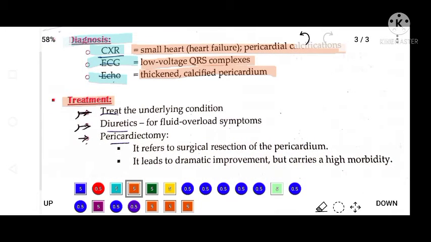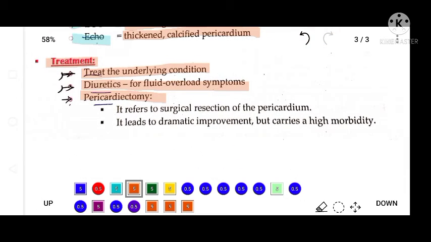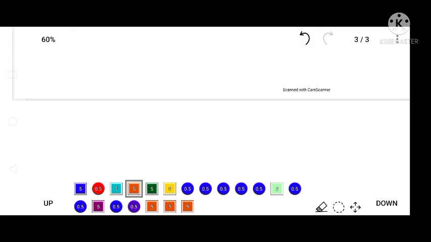So the treatment will be to treat the underlying cause, which we mentioned above. Diuretics should be given in order to remove the fluid out of the body. Pericardiectomy is also performed, which is surgical resection of the pericardium, and it leads to dramatic improvement but carries high morbidity. So in this way, pericarditis can be treated.